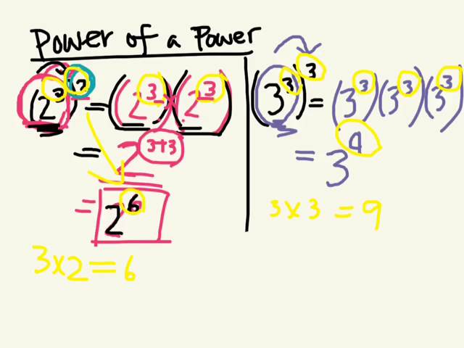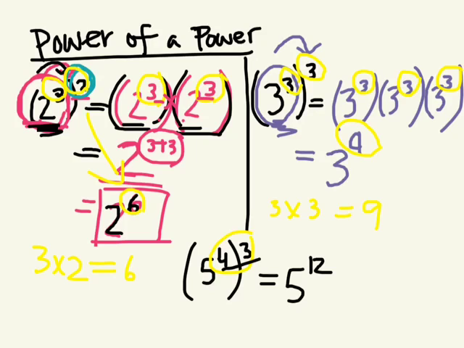Let's do 5 to the power of 4, to the power of 3. Instead of writing it all out, what am I just going to do with the exponents? Times them. We're just going to write the base and multiply the exponents. So it's going to be 5 to the power of 12.